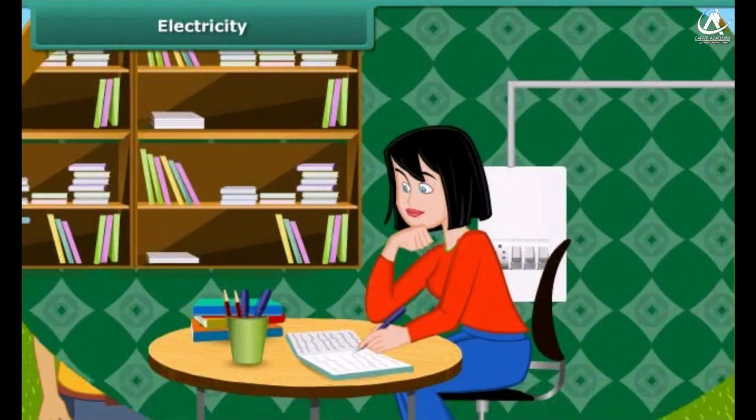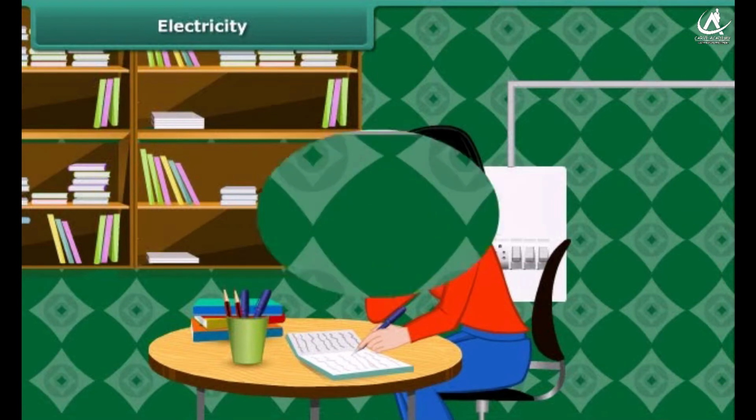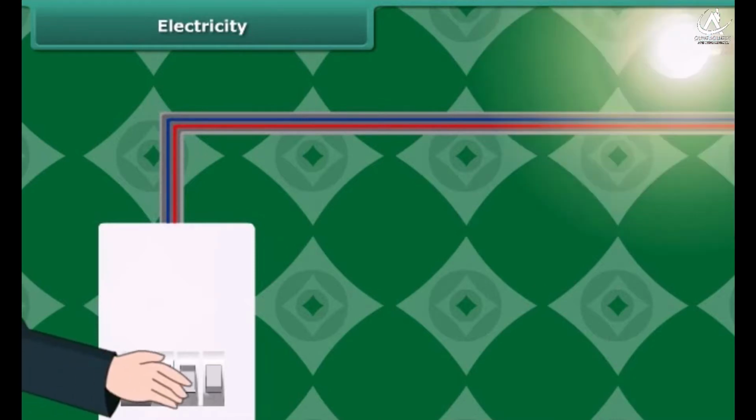How do you study in the late evening? Of course, you light up your room using an electric bulb. Have you ever wondered what causes the bulb or the tube to light up? They need electricity to light up. Electricity passes through the wires and reaches the filament of the bulb, heating it up to glow.